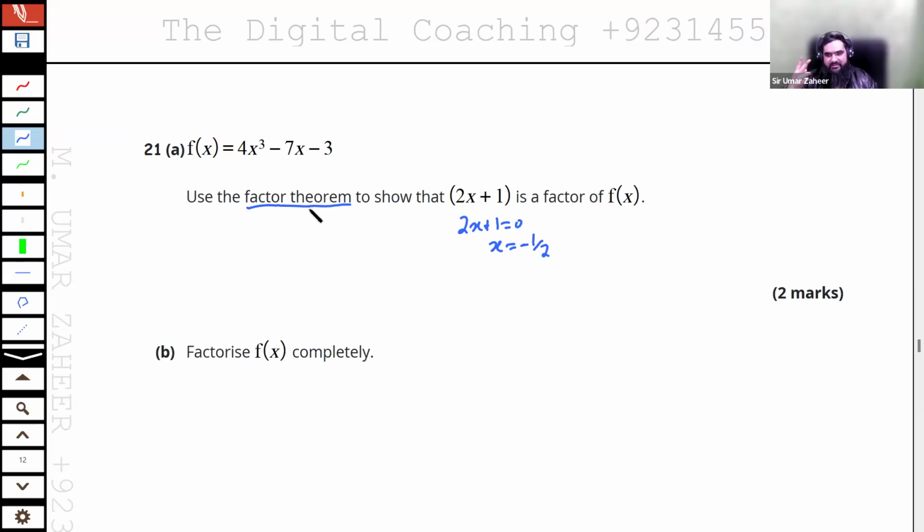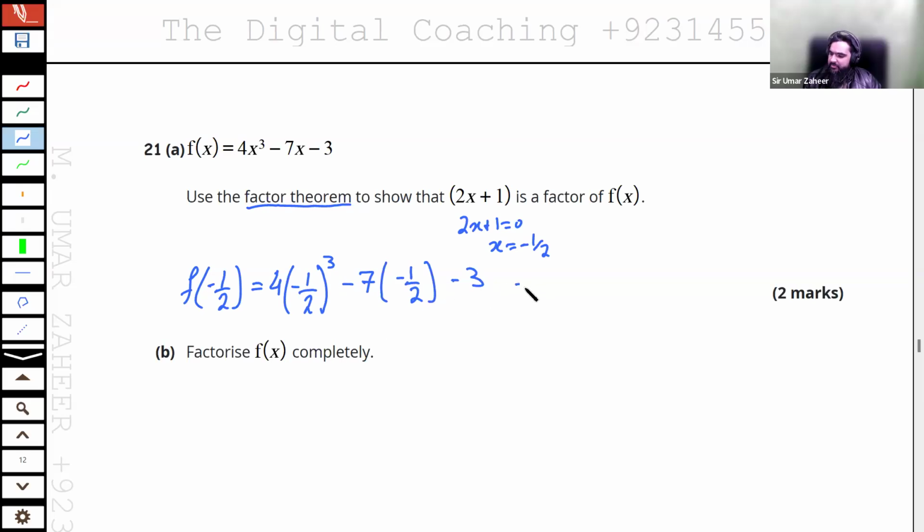We have two methods to show that it is a factor. One, we do the complete division and get the remainder 0. Or the second option, we use the factor theorem and show that the remainder is 0. That shows that it is a factor of the polynomial. So let's substitute it. We have 4 times minus 1 by 2 whole cubed, minus 7 times minus 1 over 2, minus 3.